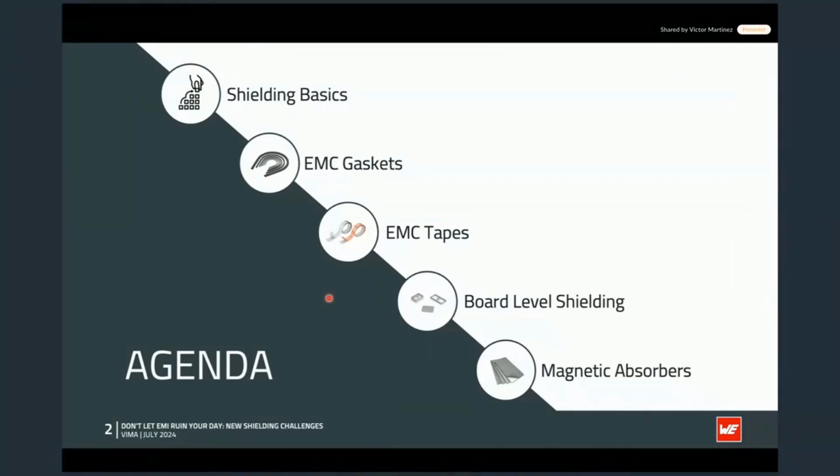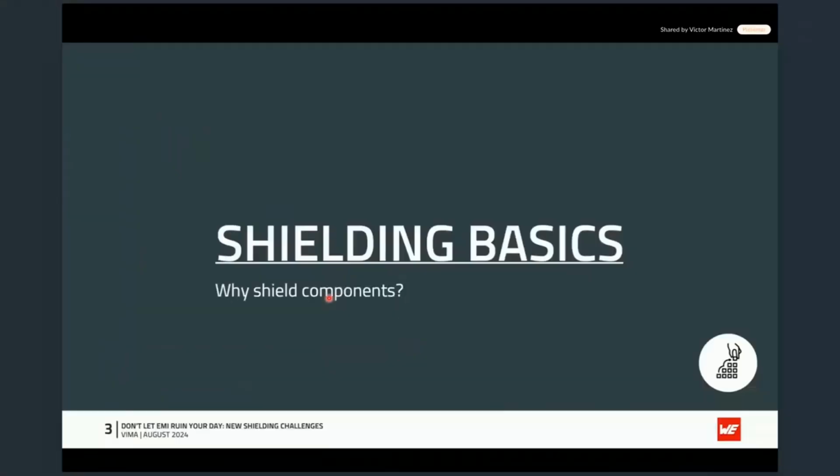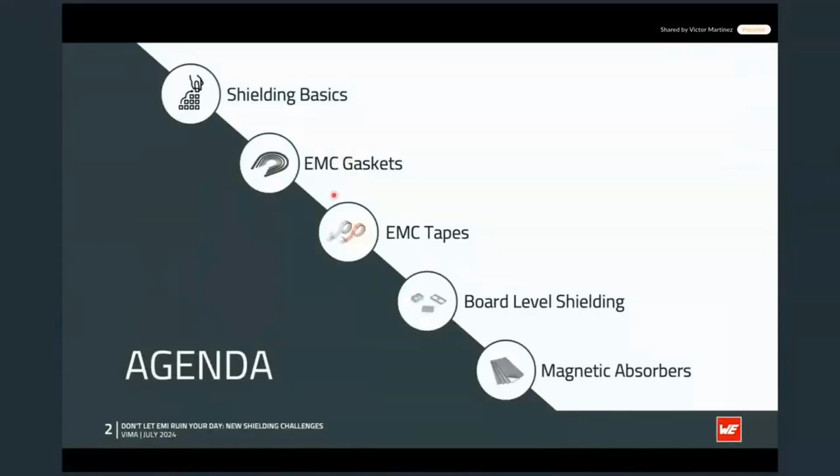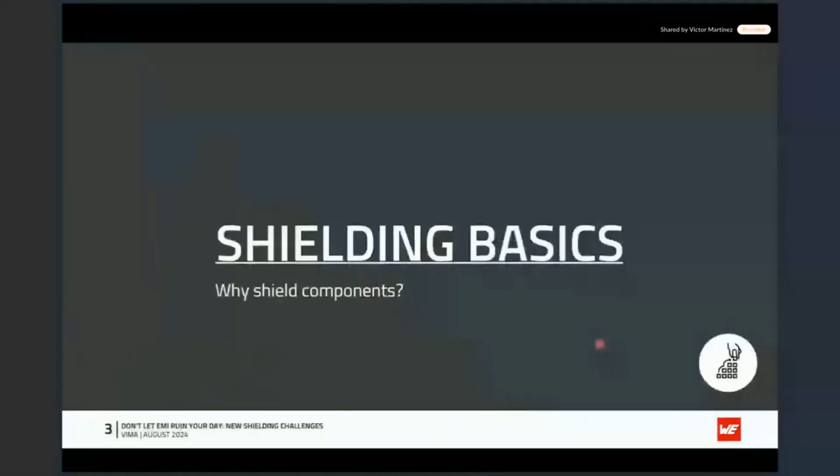So first of all, I'm going to start by explaining some basic principles or basic terms that we need to know about shielding materials. And then I will directly jump into giving tips or advice for using the different types of products related to shielding materials. In this case, for example, it will be the EMC gaskets, as you can see here. Then also the EMC tapes. Then I will jump into the topic of board level shieldings, and finally, I will give some tips about the magnetic absorbers.